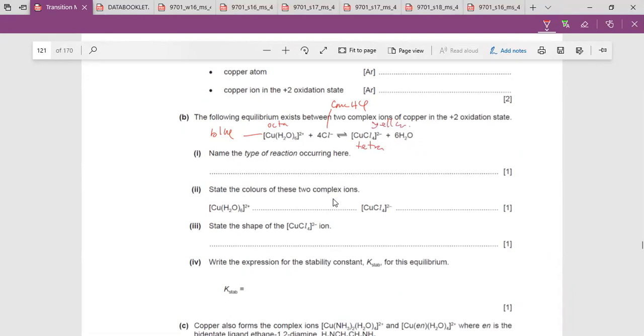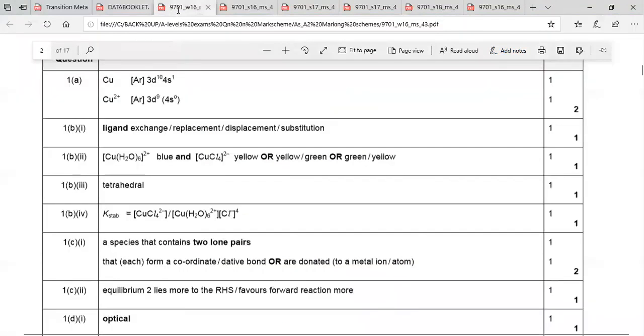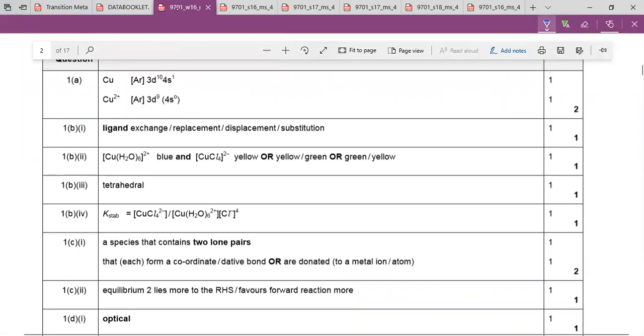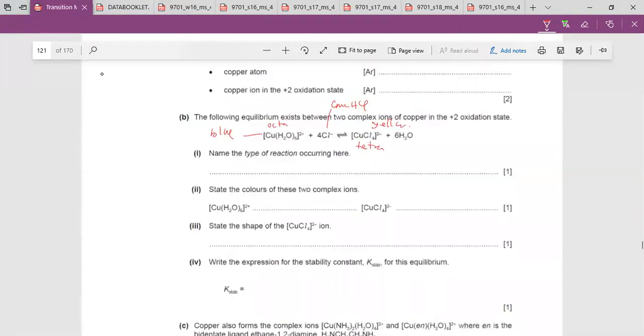Name the type of reaction that occurs here. Very simple, you can see here, ligand exchange. The first thing they give is exchange, so I tell you, please go for exchange. Or ligand replacement, or displacement, or substitution, but this is the first word they use. So learn to cite it, easier for you. So it's ligand exchange. Very simple.